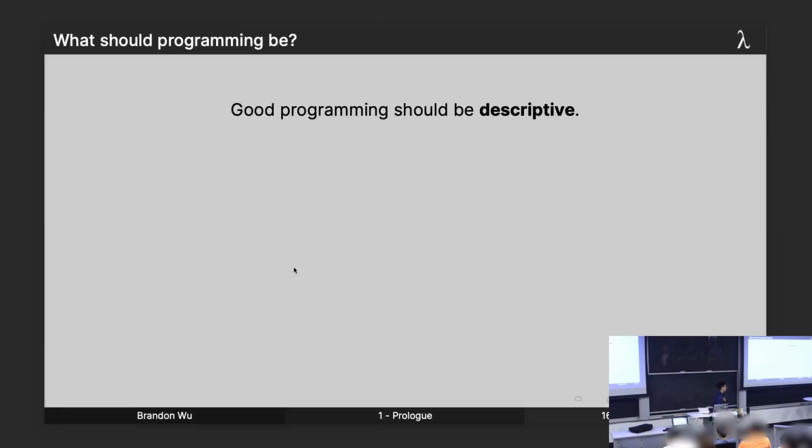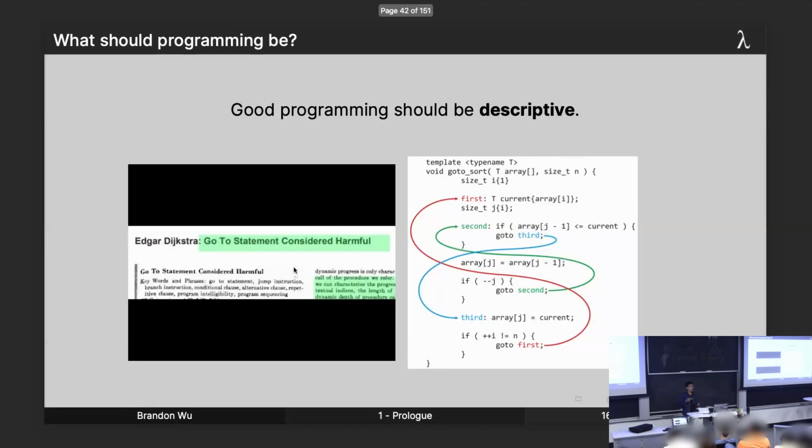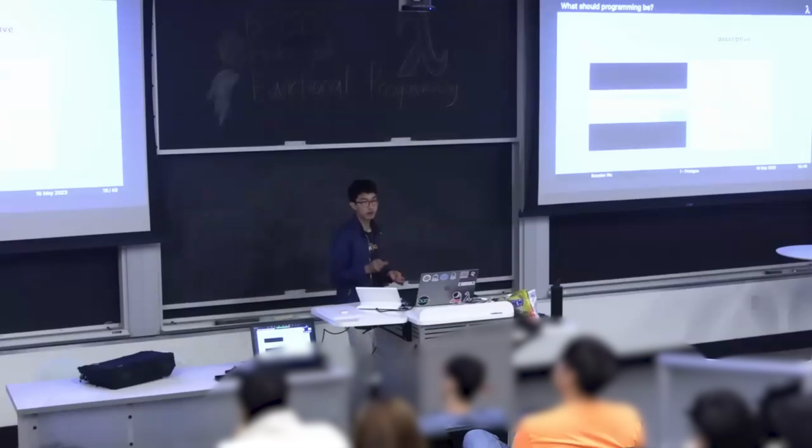So before I can answer this question for you of functional programming, let's talk about the goal here. What do I want programming to be? What should it be? Before we can talk about functional programming and how it achieves that. Ideally, good programming should be descriptive. And whenever I think about this, I think of this old paper written by this pioneer in the field of computer science called Edgar Dijkstra. You might have heard of him. Maybe he came up in 112 or something. Edgar Dijkstra, real smart guy.